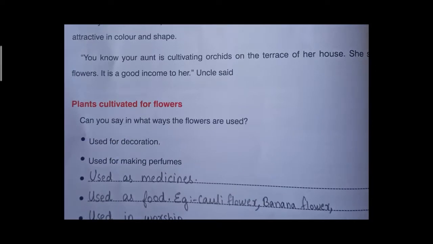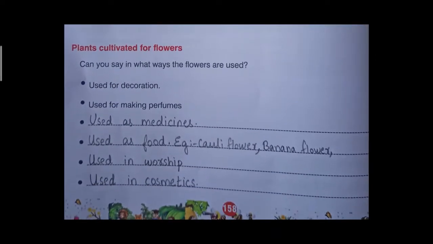Plants cultivated for flowers. Can you say in which ways the flowers are used? So we are using flowers for different purposes. Here two purposes are already given. I have mentioned some more.